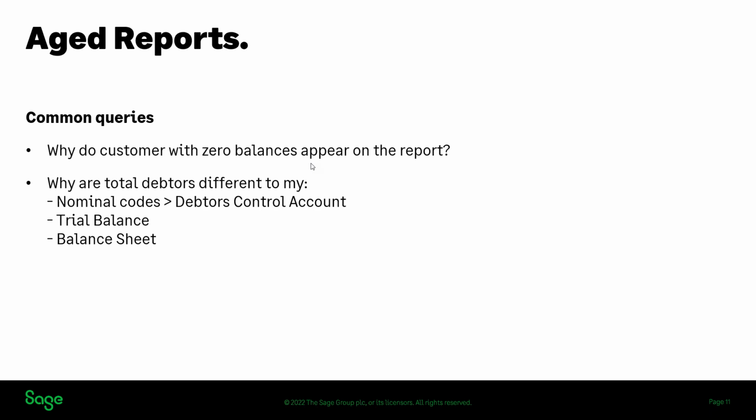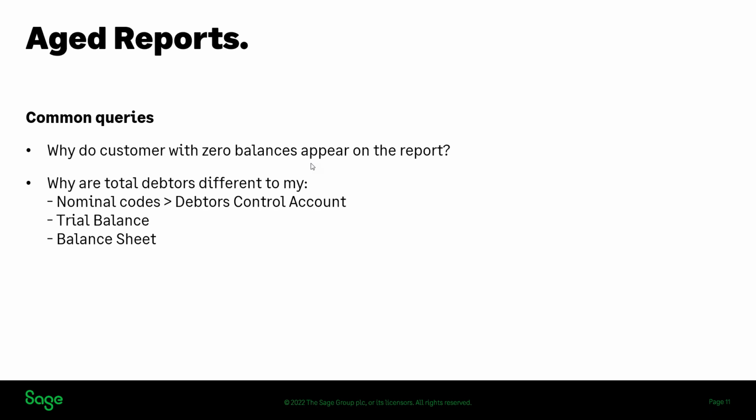Now, the other big one, and this is very common when people get round to running their month end or year end reports, is why are your total debtors different to another figure, such as your debtors control account in your nominal ledger, or your trial balance, or your balance sheet. So you've got to understand in that situation what you're comparing against each other.